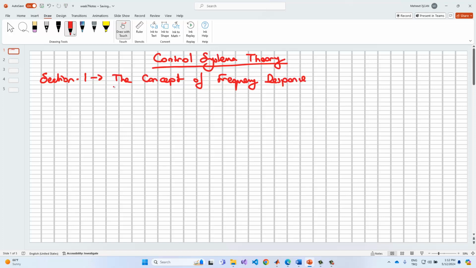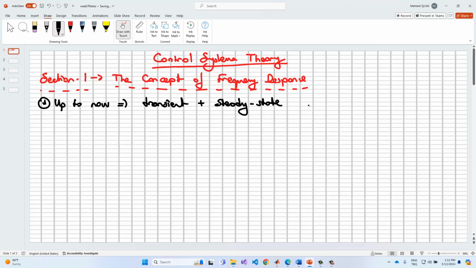We have dealt with the transfer function, the S domain, and the other things related to how the output response is generated based on these features. But up to now, we have only had two concerns about the systems: the transient plus steady state, which are always rearranged with the PID controller or the other techniques given in the root locus, right?